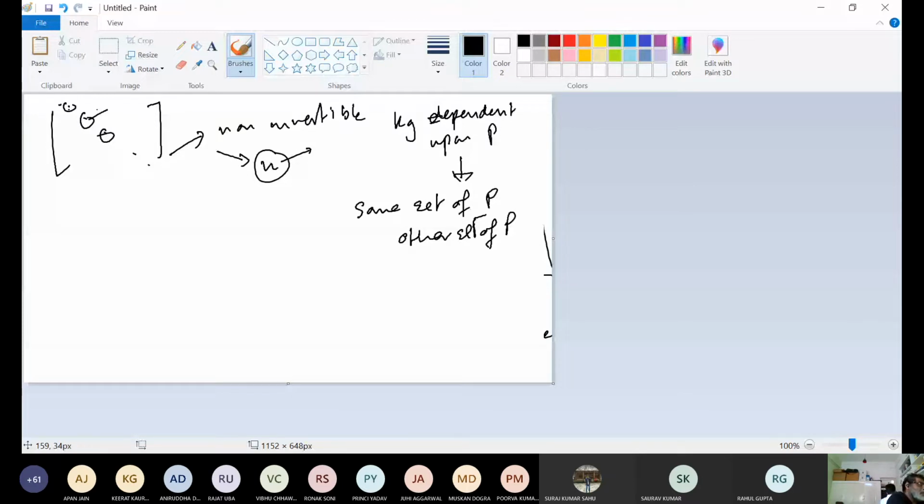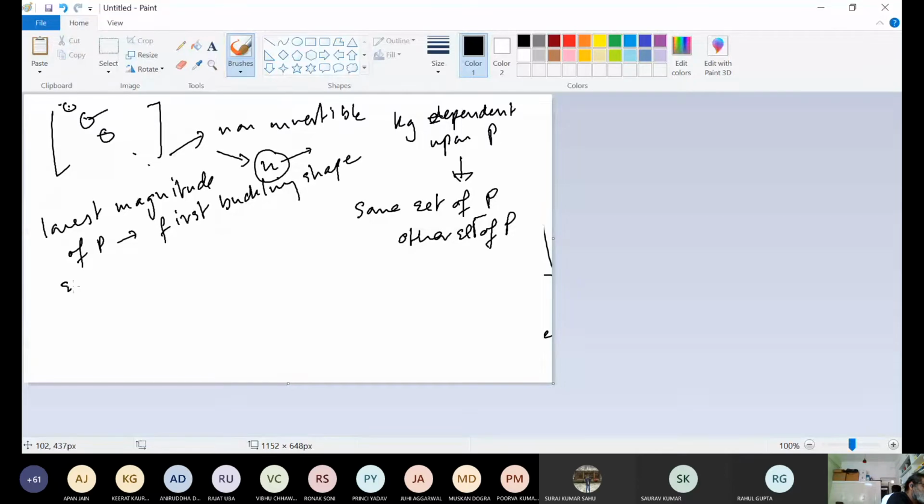Now, the lowest magnitude of P ends up becoming your first buckling shape. Are we good with this? The second one will give you your second shape. Are we good with this? And the nth one will give you your nth shape. Is this making sense?